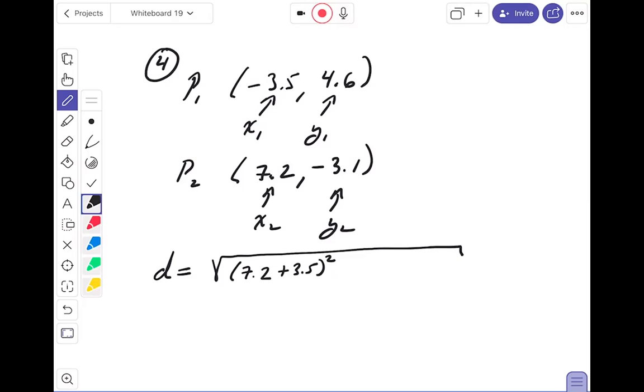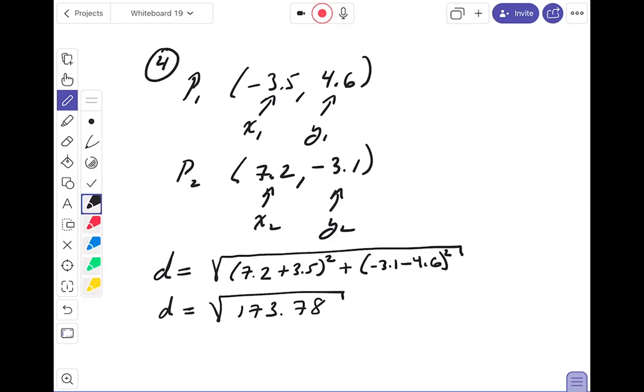All right, let's keep going. Plus, let's see, minus 3.1 minus 4.6 squared. Well, my recommendation is to use a calculator. In other words, on a calculator, do 7.2 plus 3.5, square it. Also do minus 3.1 minus 4.6 and square it, and then add those two numbers together. And I'm hopeful if you did that, you would get 173.78.